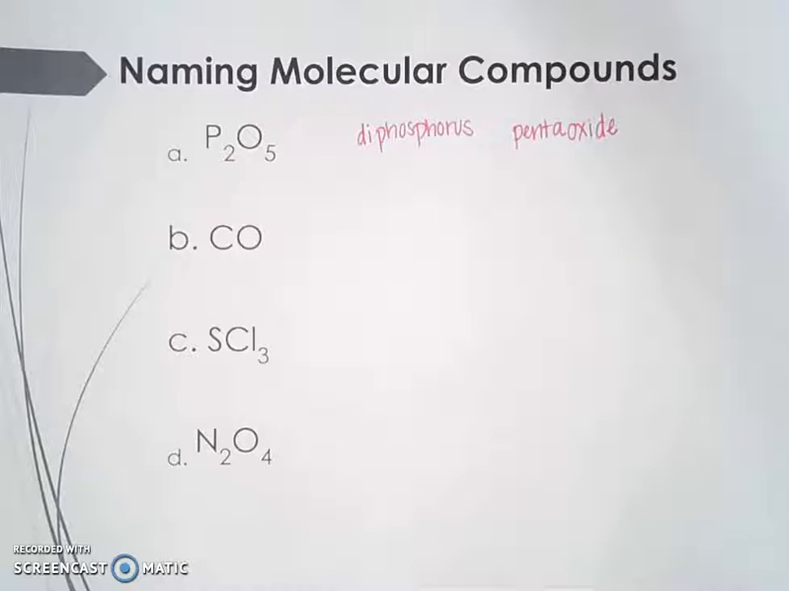So you don't have to worry about anything with charges. You don't have to worry about making neutral compounds. You don't have to worry about Roman numerals. You just get to worry about making sure that you're using prefixes. And remember that we don't use mono on the first element, but otherwise everything always gets a prefix.